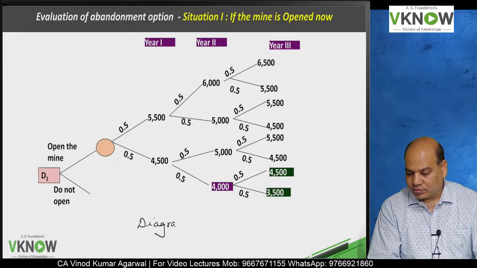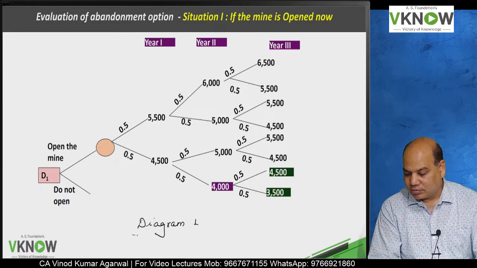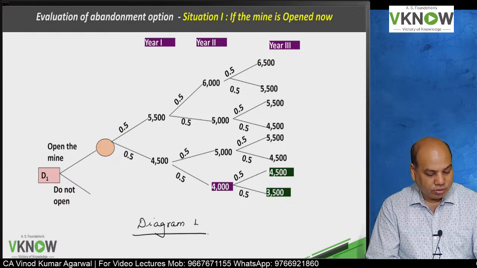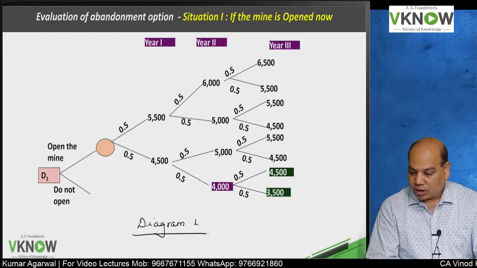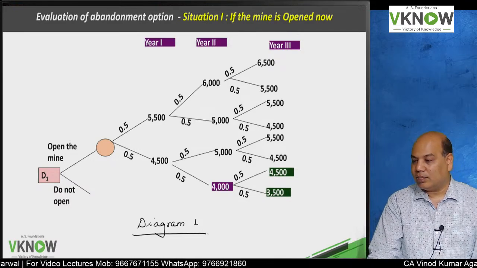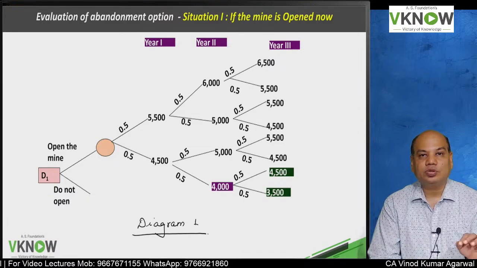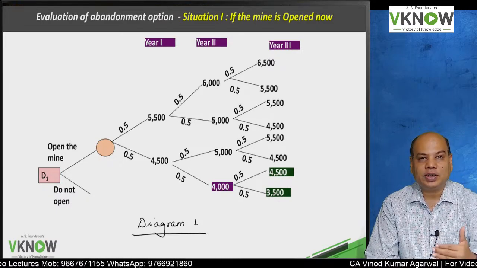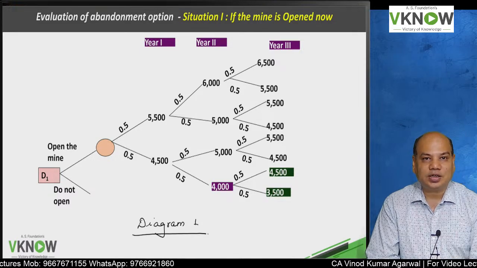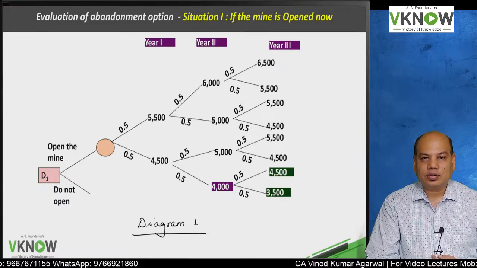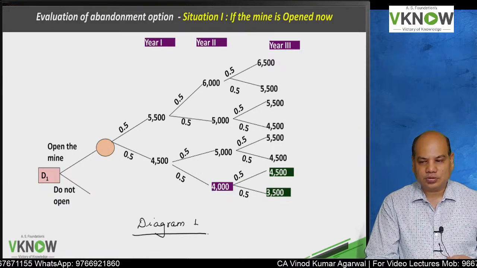Do you remember diagram number 1? Go back to that diagram in your notebook and find the abandonment point. The abandonment point should be such that if you continue after that, your expected price will be less than the extraction cost.